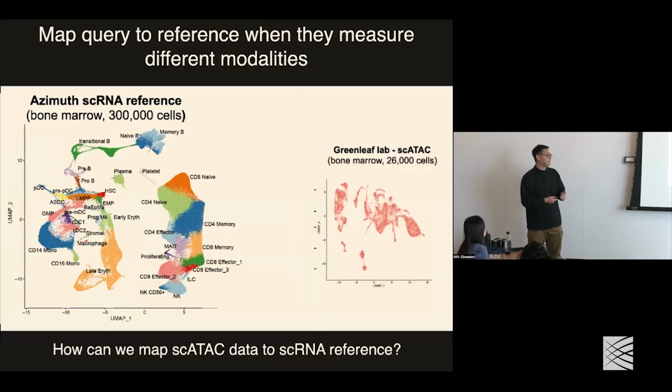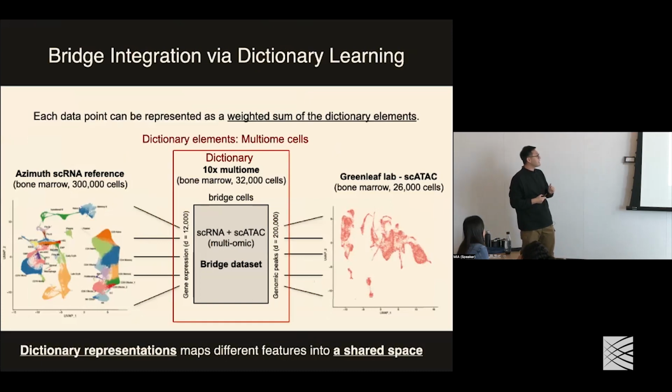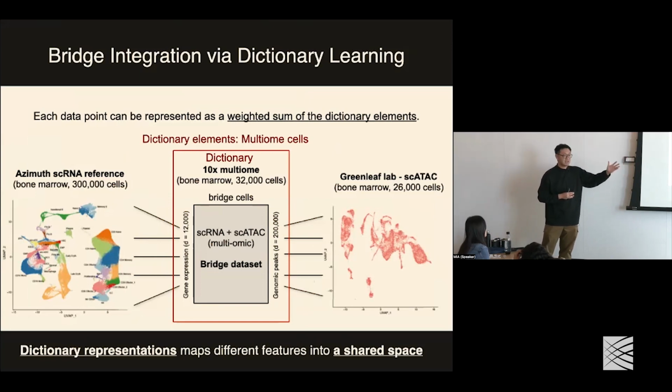So that's where dictionary learning comes in. Our intuition is that, because we have those multiome cells, we can use those multiome cells in the middle as a bridge to connect these two modalities. So the thing we're going to do is treat those multiome cells as the dictionary elements. For example, the multiome cells measure the gene expression, and we can use those multiome cells to reconstruct the gene expression profile of the single cell data, because both of them measure the genes. And we can also use multiome cells to reconstruct the single cell ATAC-seq, because both of them measure the peaks.